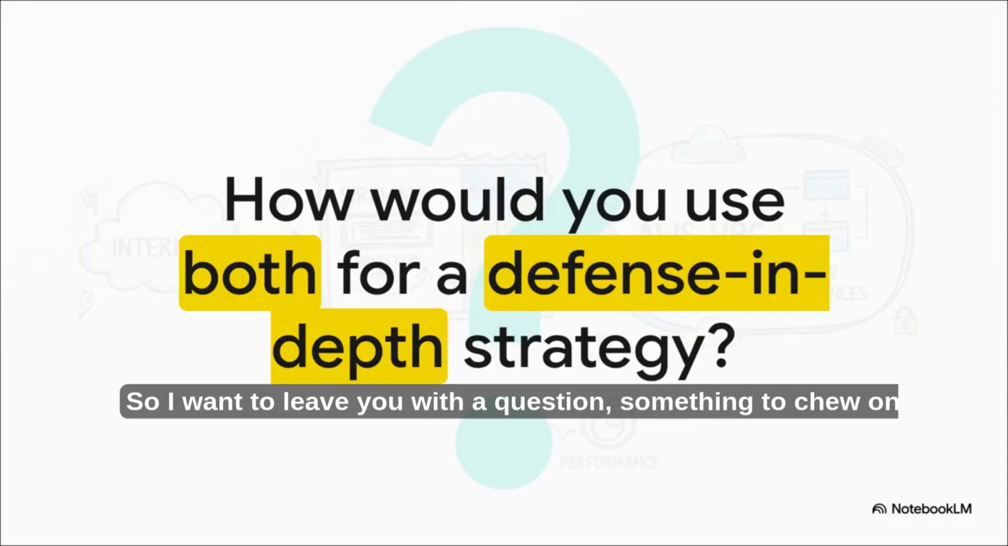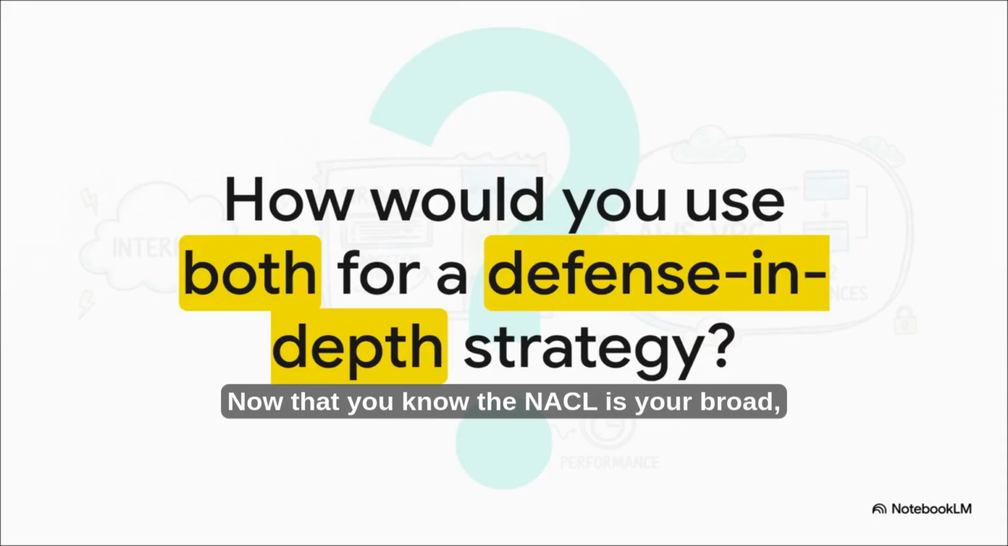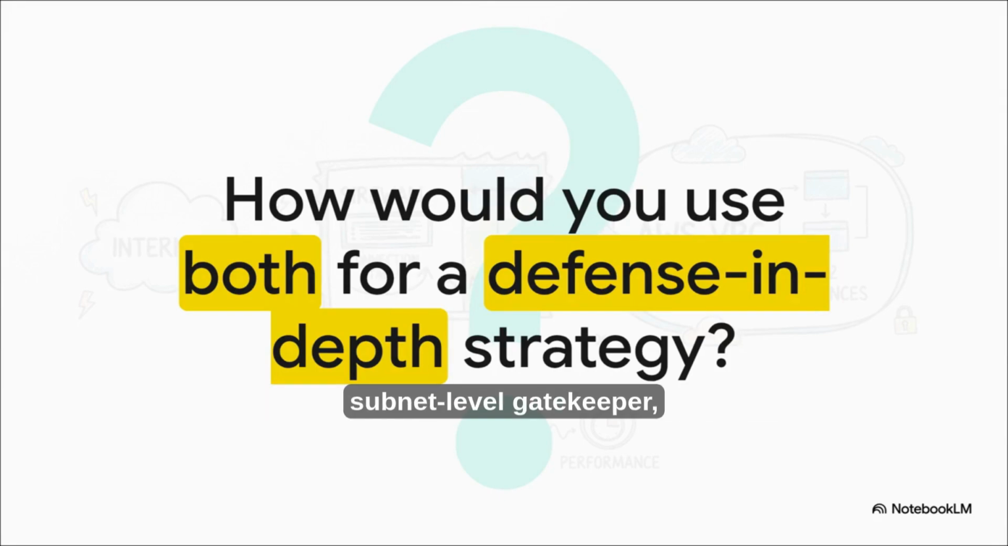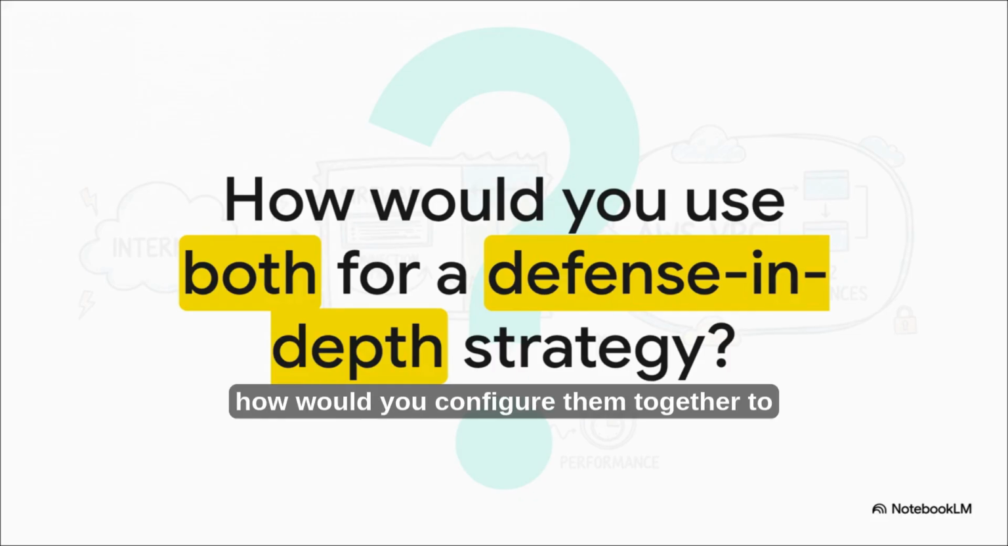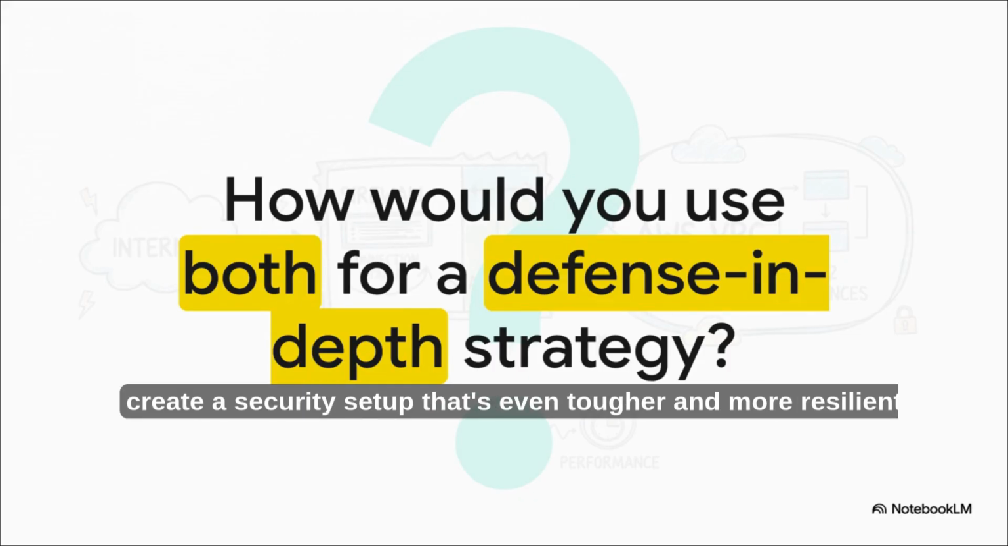So I want to leave you with a question, something to chew on. Now that you know the NACL is your broad, subnet-level gatekeeper, and the security group is your up-close, server-level bodyguard, how would you configure them together to create a security setup that's even tougher and more resilient?